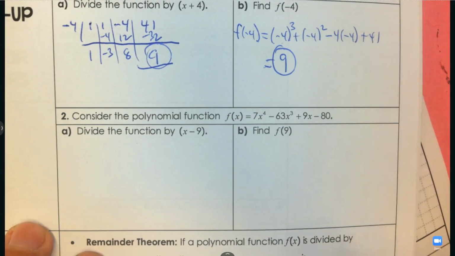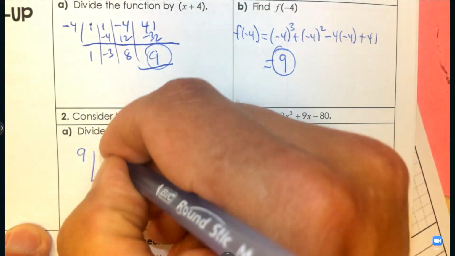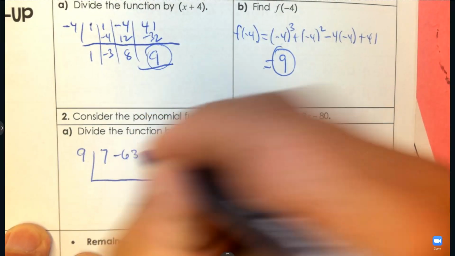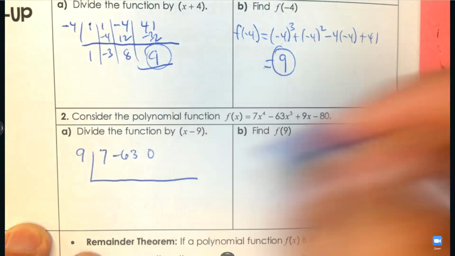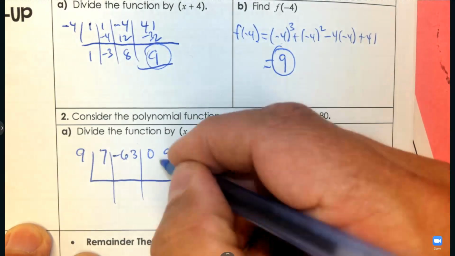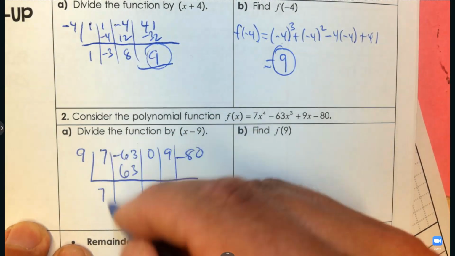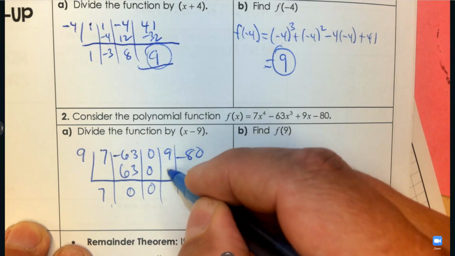If I divide by x minus 9, the zero is positive 9, and we have 7x to the 4th, -63. We have no x squared, 9x, and -81. You can put the lines in to help organize it a little bit, and then drop and then multiply.